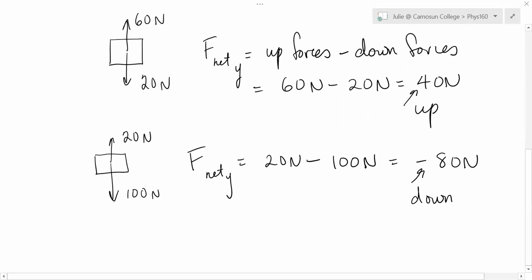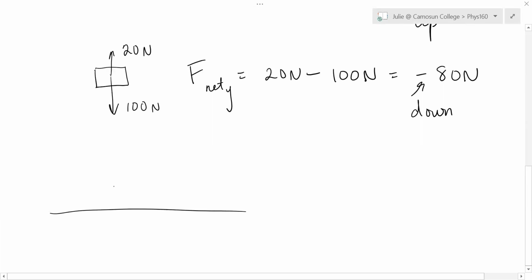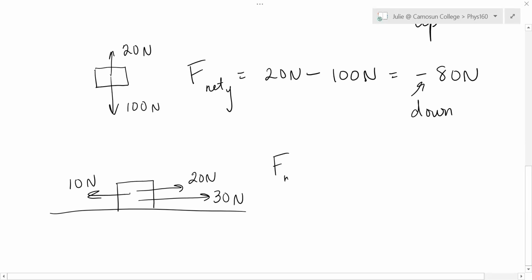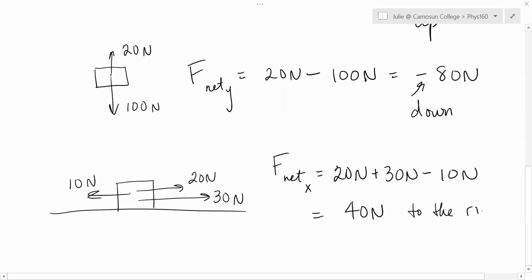Now, it doesn't just have to be one force. You could have a whole bunch of forces. You may have, say, two forces this way and one force this way. So if this were 20 and this were 30 and this were 10, that's okay. You still go right minus left. So F net x would still be 20 plus 30 minus 10. So 40 newtons to the right. You don't have to put to the right, but you could put to the right if you want to make it really clear. The positive tells you it's to the right.